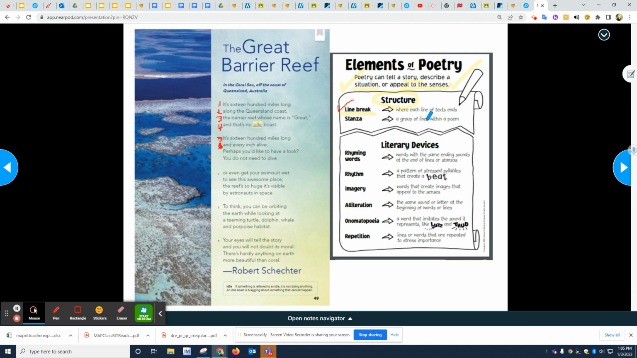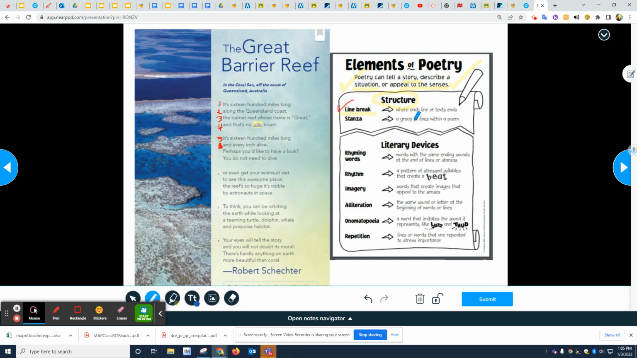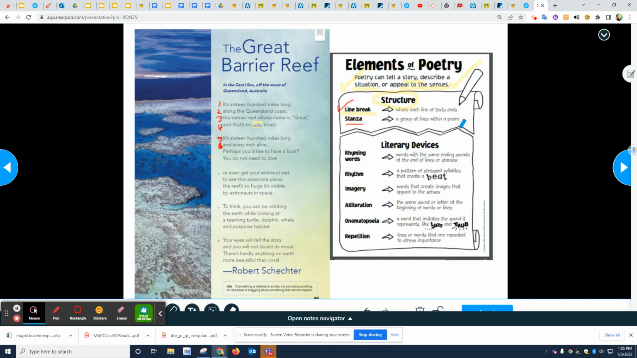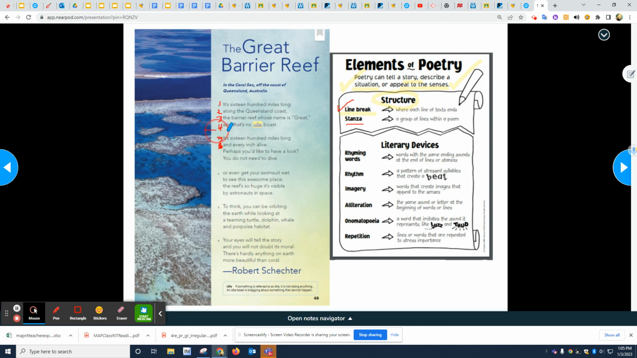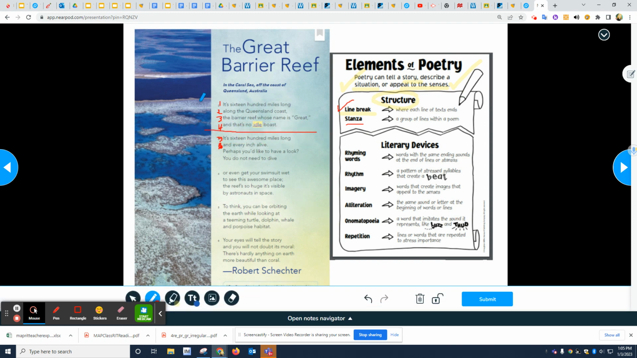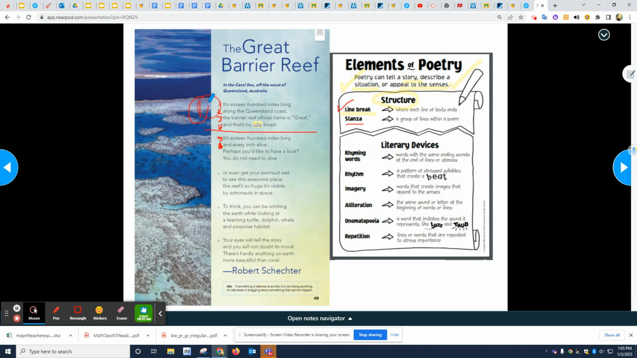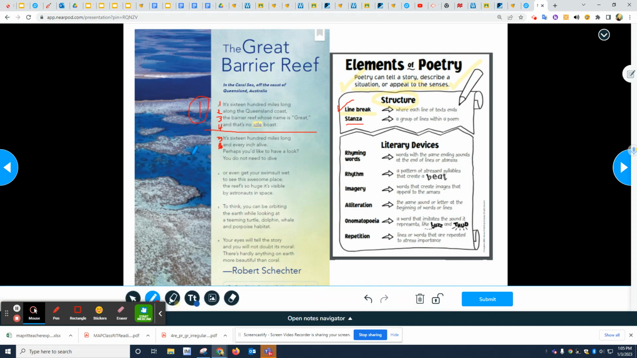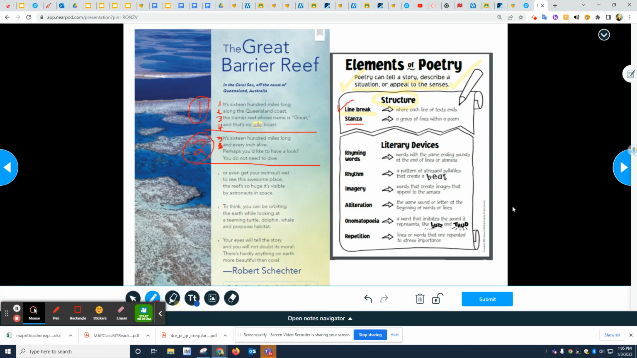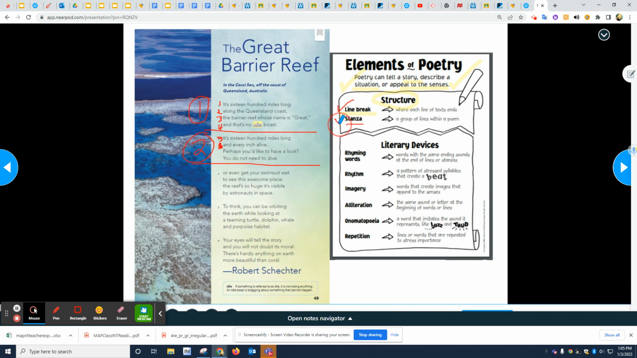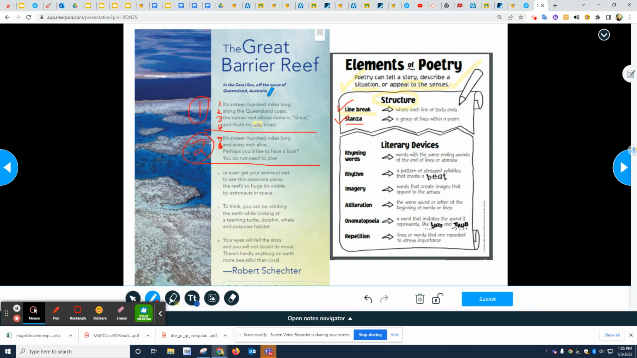So we've talked about line break. We definitely have that element of poetry. The next thing is a stanza. Stanzas are a group of lines within a poem. And so, if I notice here, there's a break, a space, that is stanza 1. And then there's another break. We would call that stanza 2. So I want you to go ahead and finish doing that when this video is over. So you'll use this checklist to go ahead and find these elements of poetry in The Great Barrier Reef.